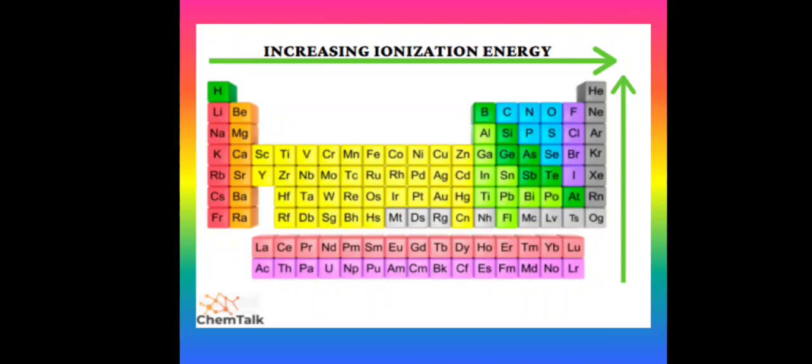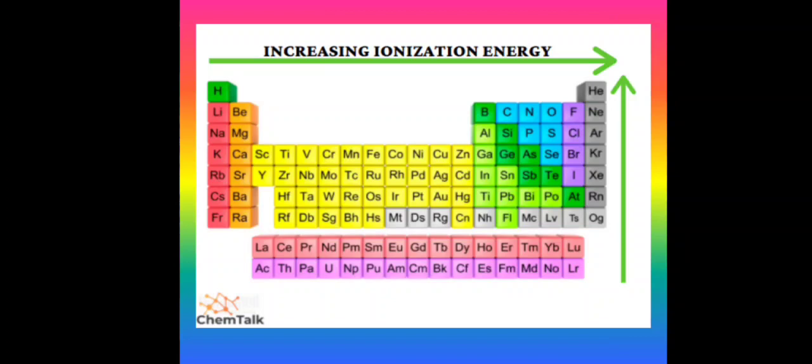We have already known that when we move along a period, the atomic number increases and the number of shells remains the same. That's why the attraction of the nucleus increases. As a result, it becomes very difficult to remove the electron from the outermost shell. That means more energy will be required to remove the electron.